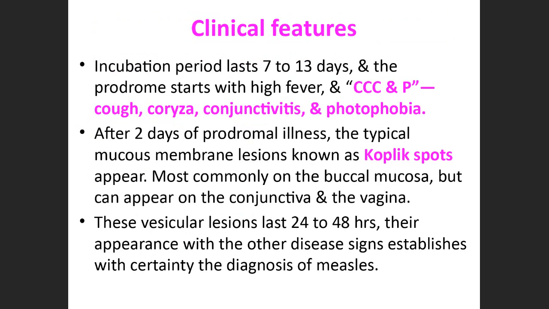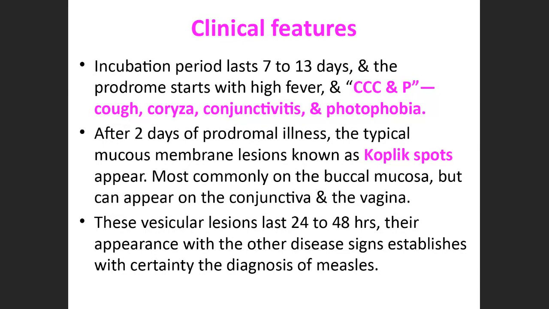Now, what is the prodrome stage? Initially, after the incubation period, which is around 7 to 14 days, the prodrome phase starts. It starts with high fever, and remember this abbreviation, triple CNP, that is cough, coryza, conjunctivitis, and photophobia.